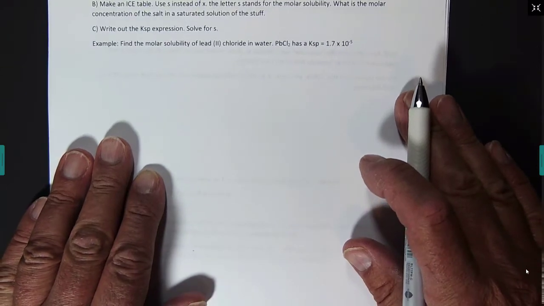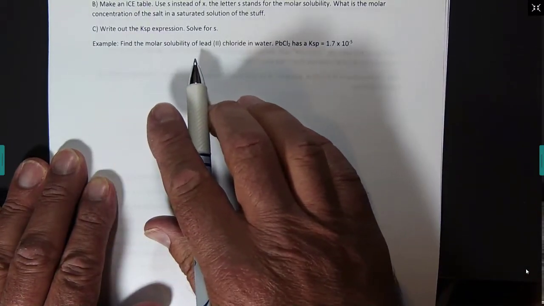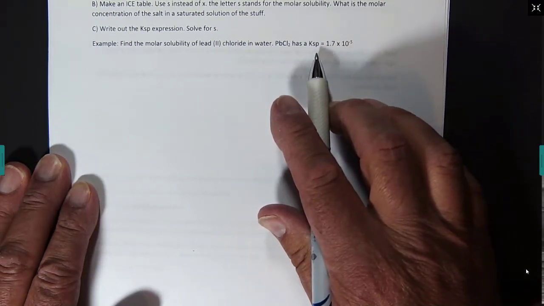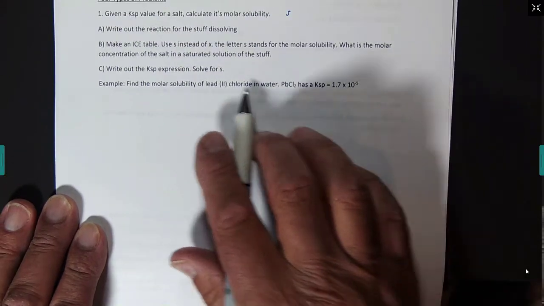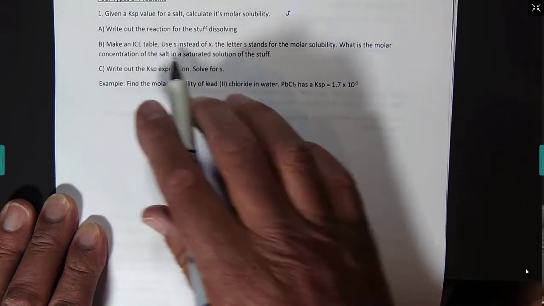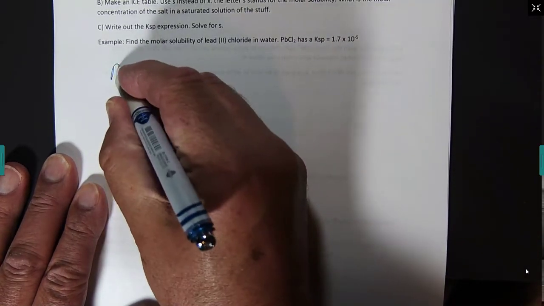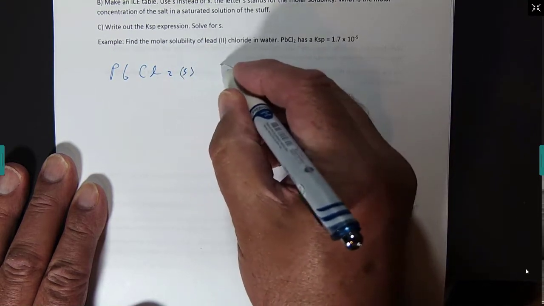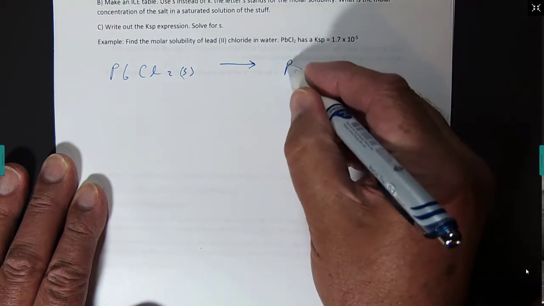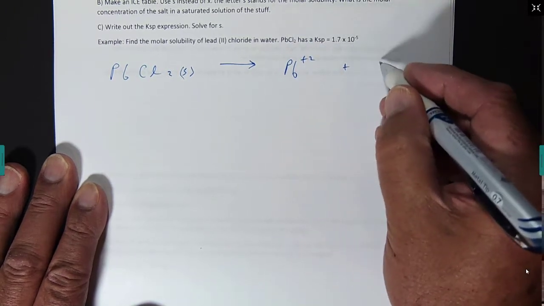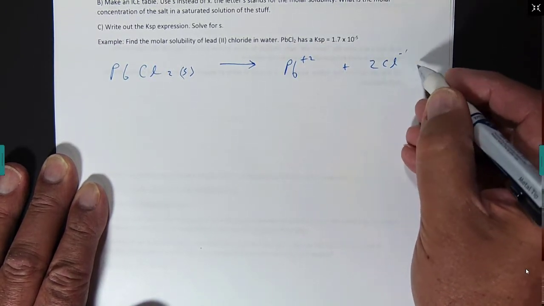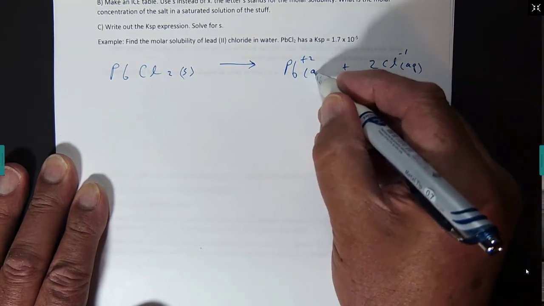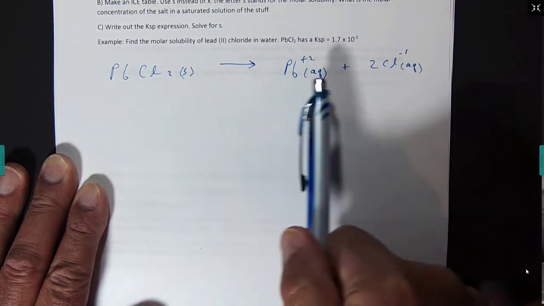Quick example here. Find the molar solubility of lead(II) chloride in water. Got the Ksp value. What do you do? Write out the reaction for the stuff dissolving. Lead chloride, PbCl2. That's your solid material. It dissolves to give you Pb2+ and 2 Cl-. These guys are both aqueous. So going from the solid to the dissolved.